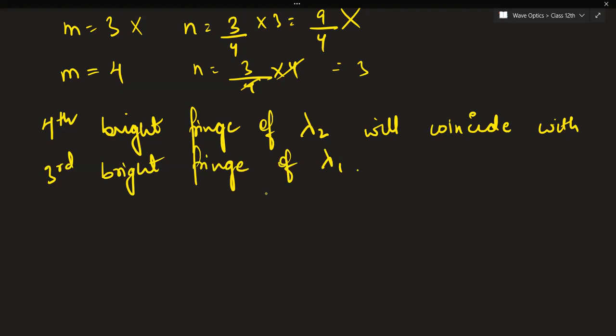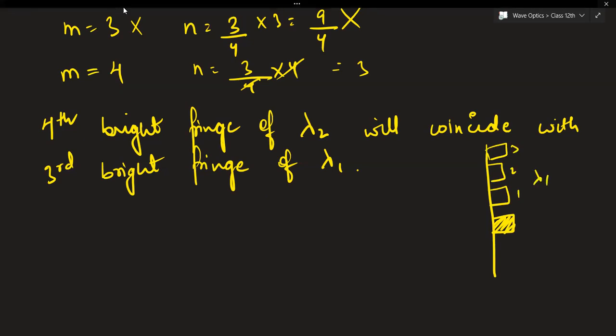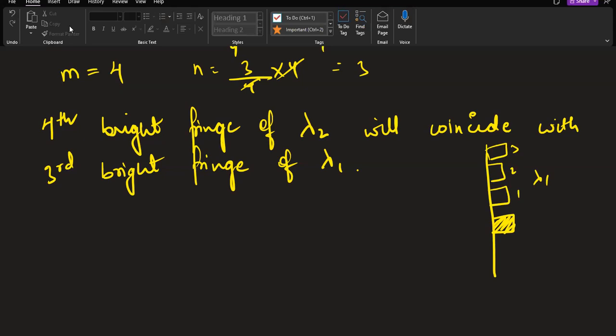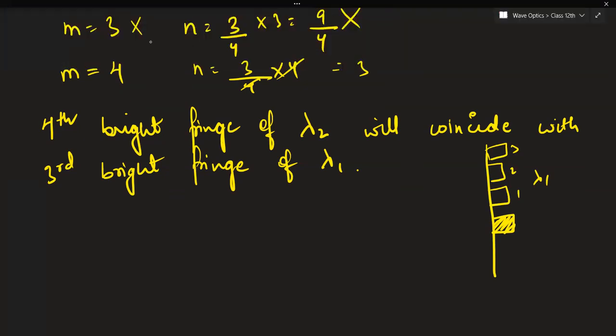Now it basically means this is the central bright fringe. This one is the first bright fringe, this is the second, this is the third one. This is from lambda 1. And from lambda 2, you are getting 1, 2, 3, and 4. So ultimately at this particular point, both are coinciding. So this separation will be the same, and this separation only we are trying to find out.